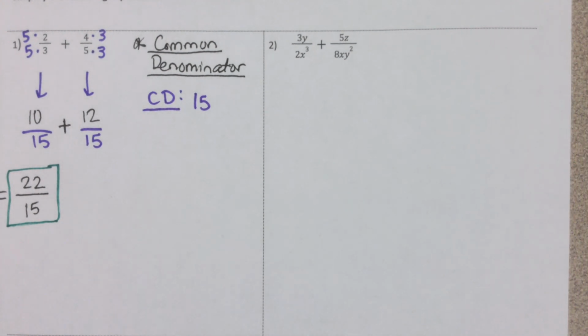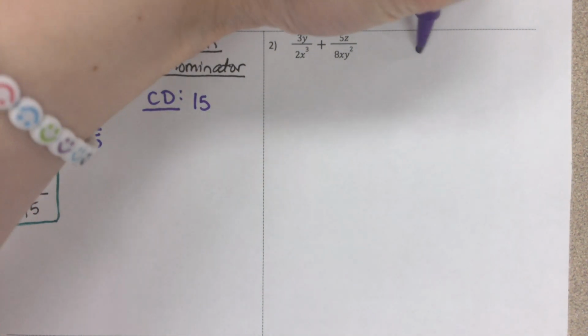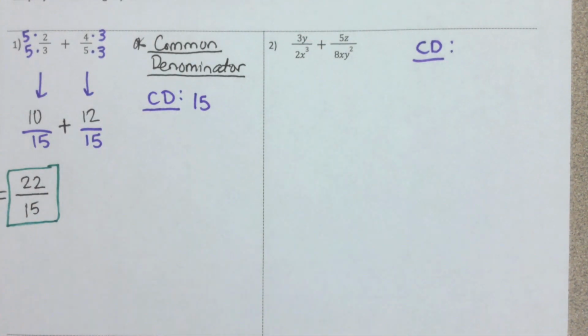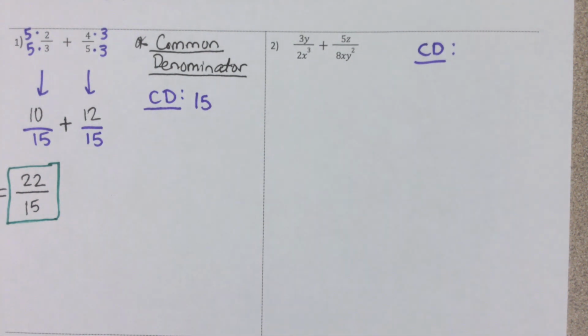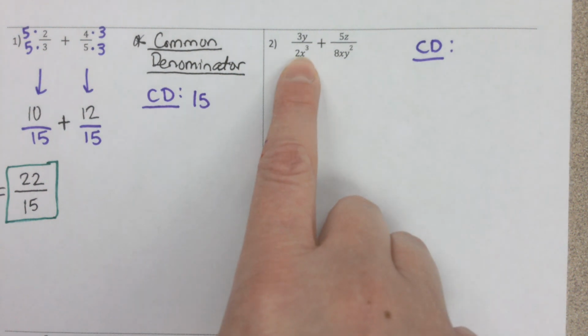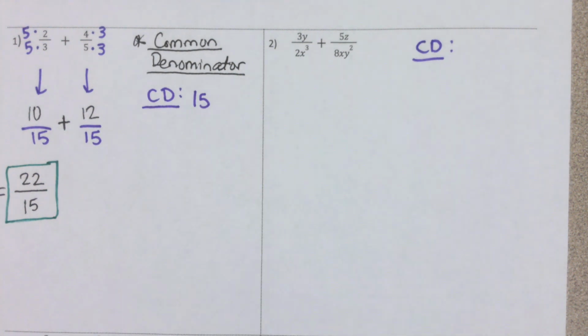Number 2. 3y over 2x cubed plus 5z over 8xy squared. First thing we need is a common denominator. Something to think about. You can never take something from the denominator. I can't remove this y squared because that would make my life easier. Or remove some of these x's here so that it matches that one. You can't take things away. You can only give it things, add things to it.